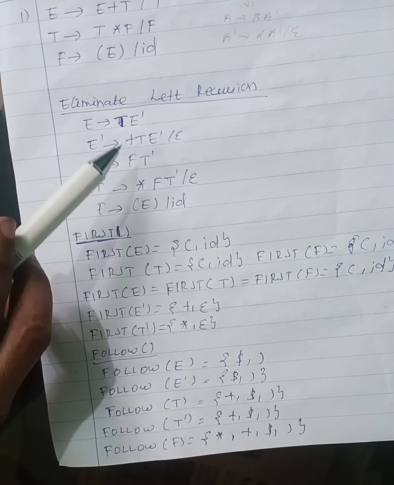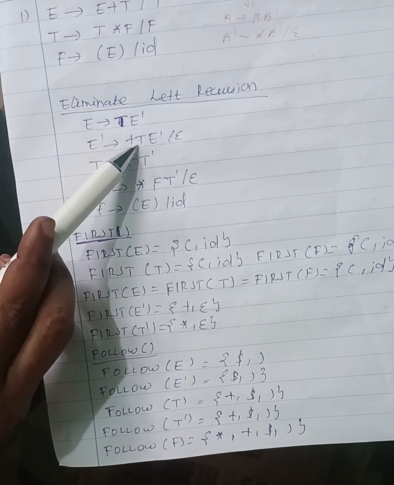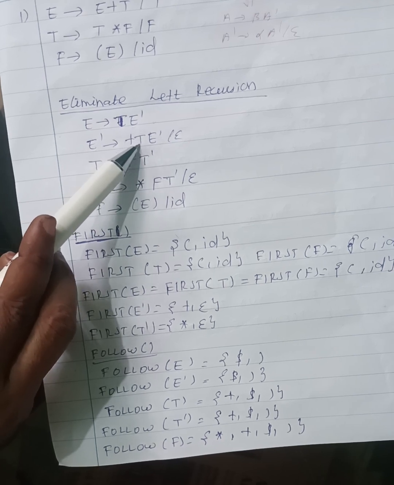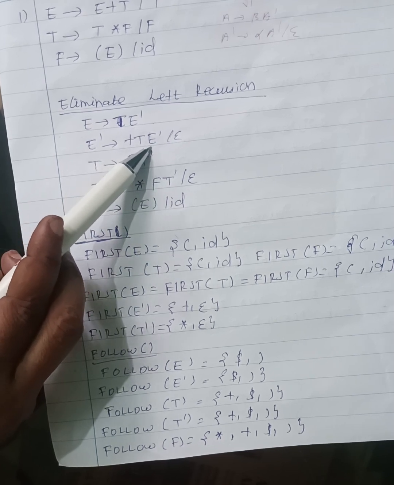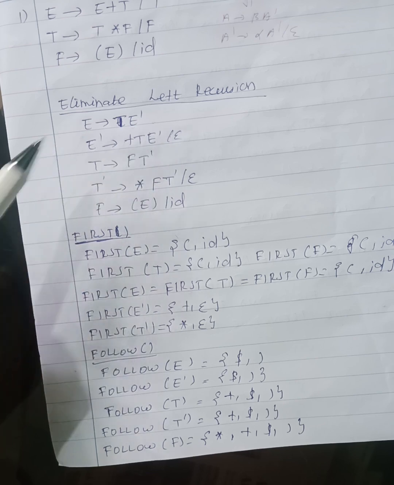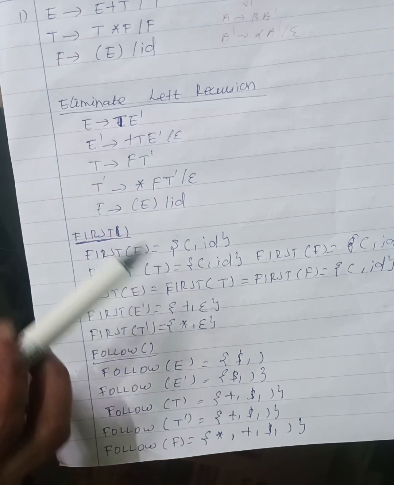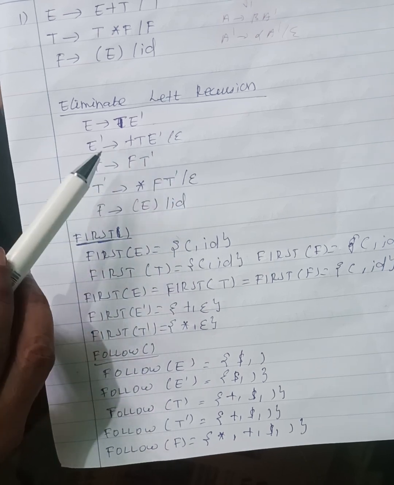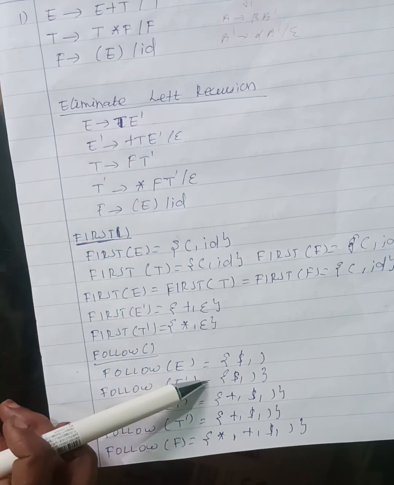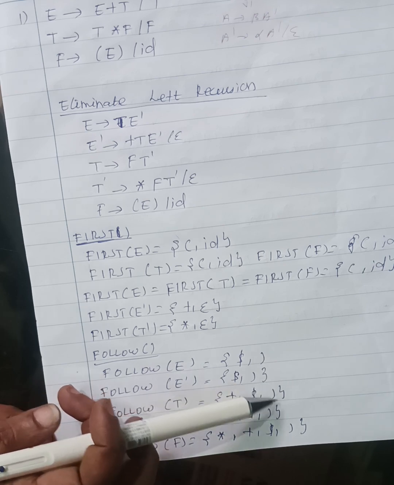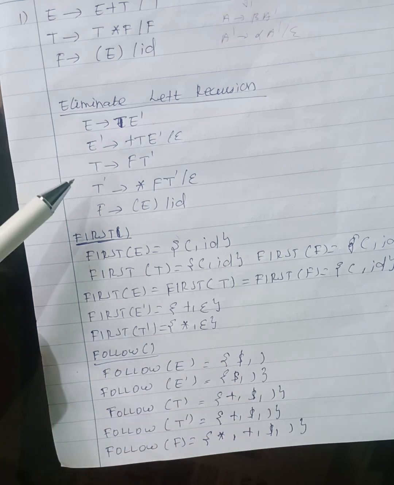So first of T we have completed here, and one more T is also available here. So here B is T and β is E'. First of E' is plus, the same plus I have, it is already there, and epsilon is there. If epsilon is there, follow of E'. Follow of E' is dollar, close parenthesis, which is also already there. So now we have completed follow of T.